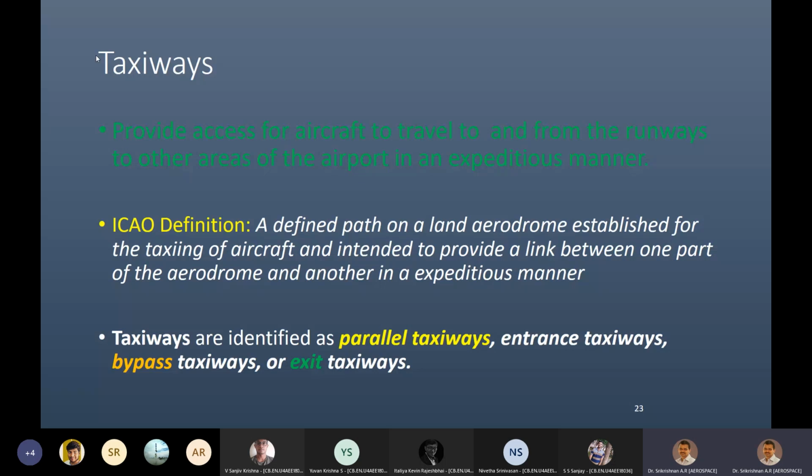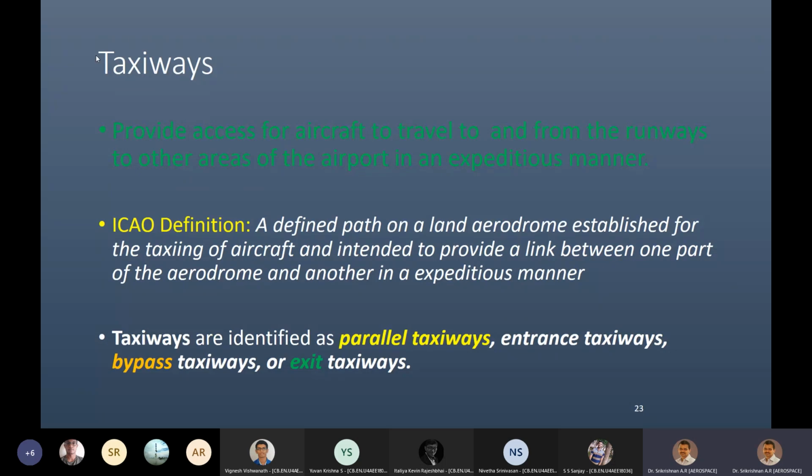Now we will just quickly look at the configurations of taxiways and some of the facts related to the runways. So we are continuing to focus on the airside space. Taxiways provide the access, the routes, proper roads for the aircraft to travel across various parts of the airport.